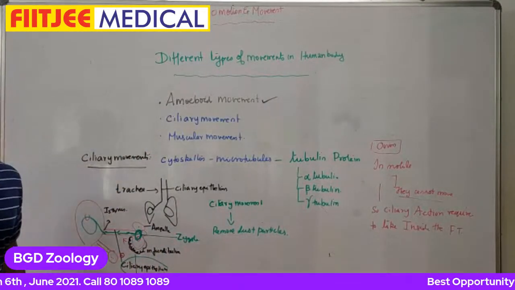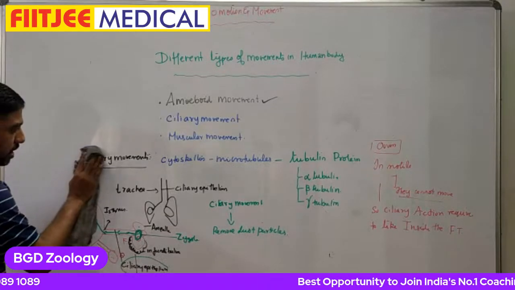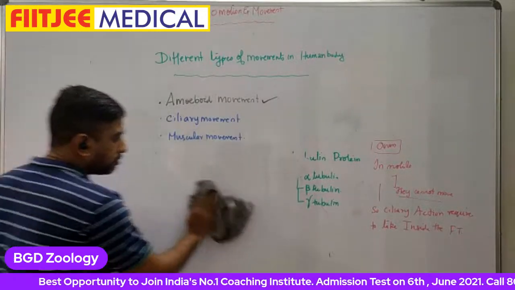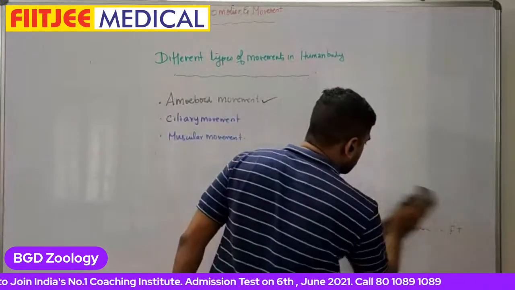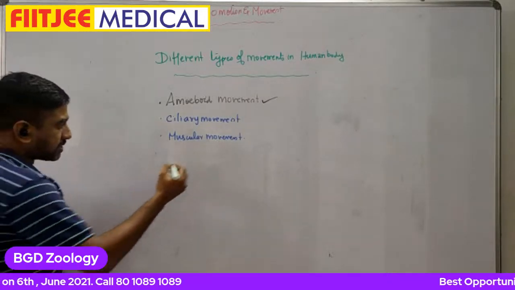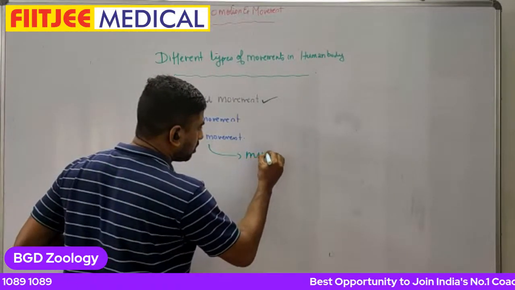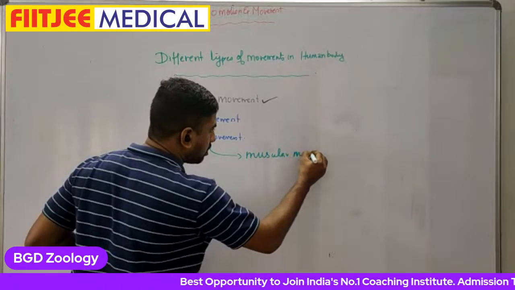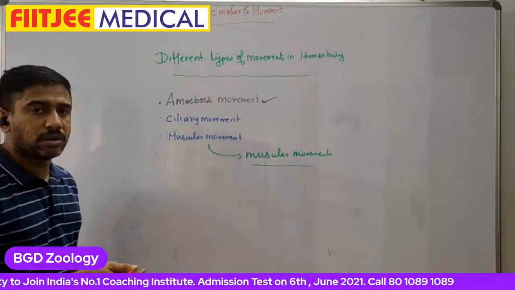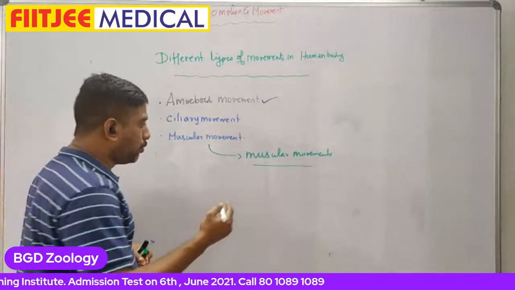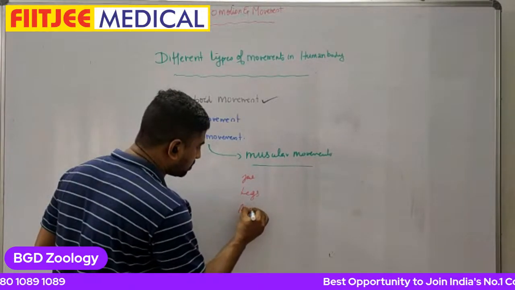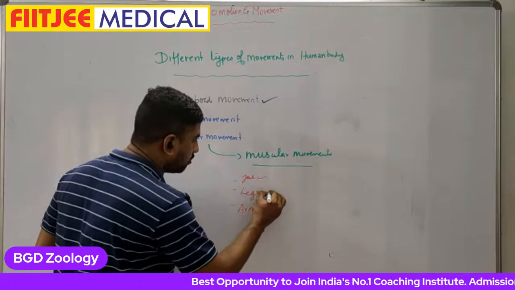Now finally, the muscular movement. So I hope both things are very clear. So listen, muscular movement, we will go into detail. Take all the muscle movements. If you want to move your jaw, your legs, your arms, everywhere you require muscle movements.